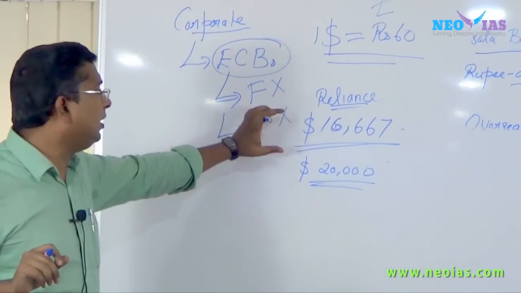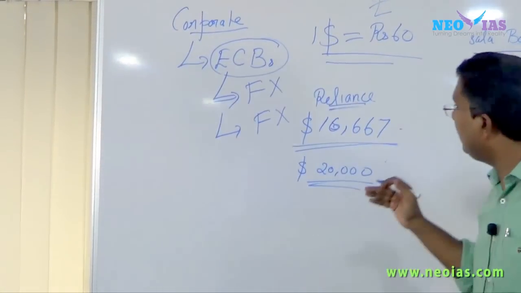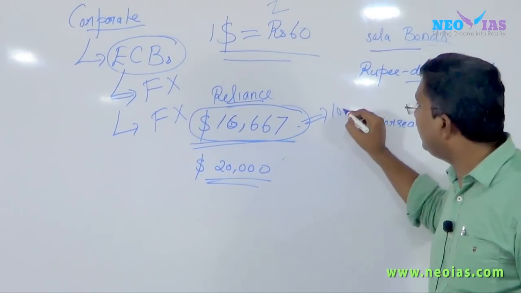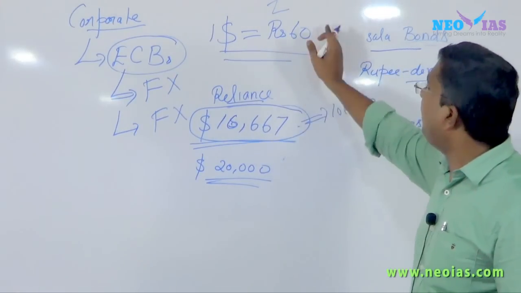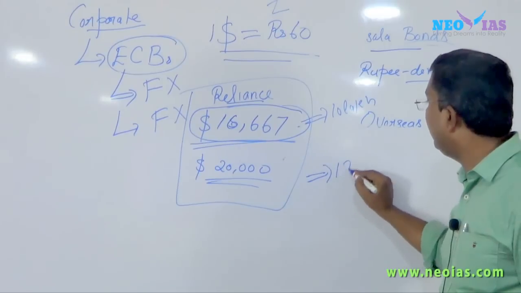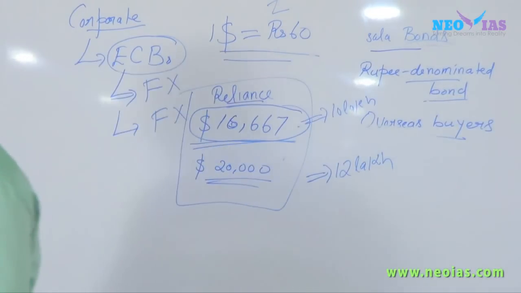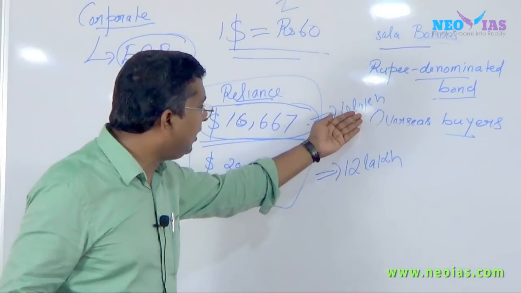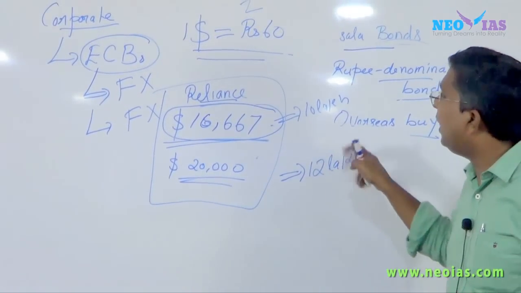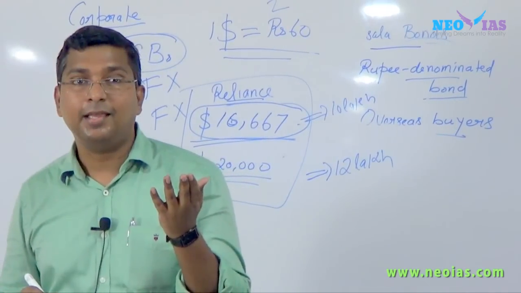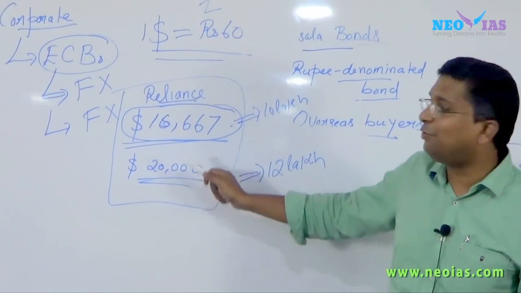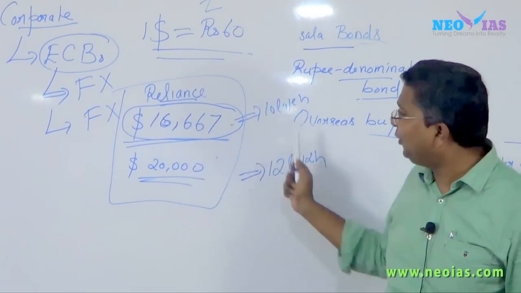Are you clear? In external commercial borrowing, Reliance is raising funds of $16,667, which comes to approximately 10 lakh Indian rupees. He calculates, okay, after 2 years I will pay back $20,000, and for me it is not an issue. Why? Because at 60 rupees, I can pay back about 12 lakh. The company plans that with this 10 lakh it can do business and make a profit, and after 2 years pay back 12 lakh. But try to understand that he has raised funds in dollars and has to pay back $20,000.